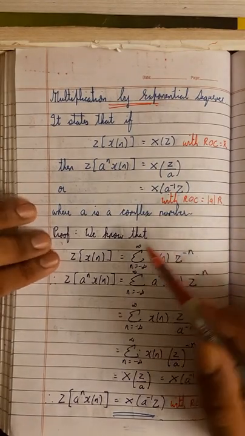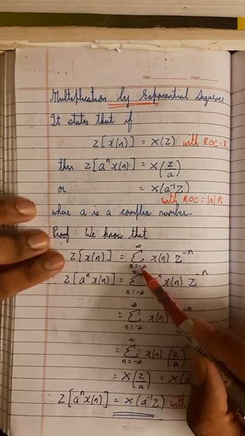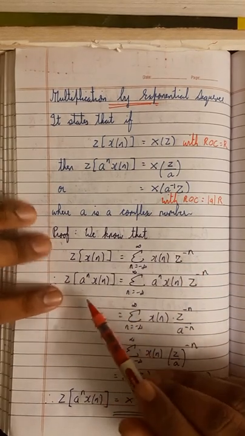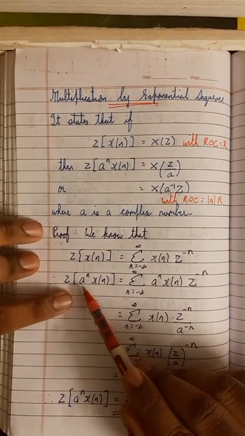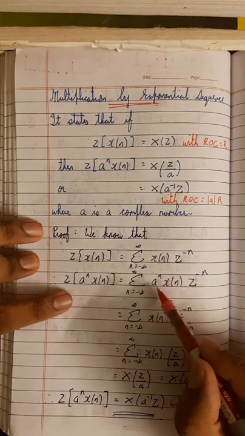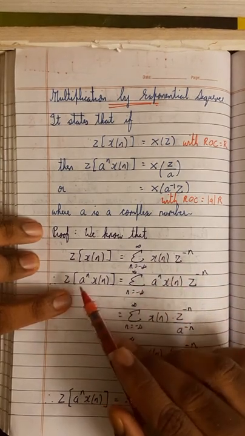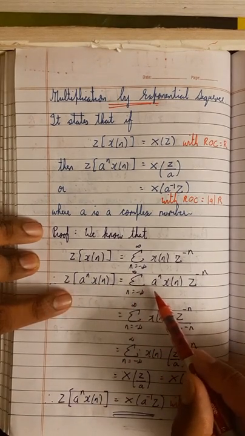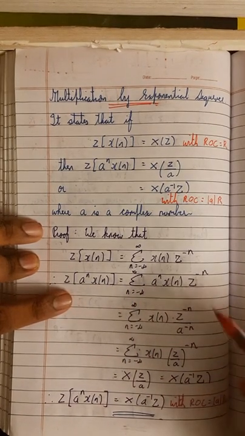We know that the z transform of x of n is equal to sigma n equals minus infinity to plus infinity x of n z raised to minus n. Therefore, for the z transform of a raised to n x of n, we replace x of n with a raised to n x of n. So it is equal to sigma n equals minus infinity to plus infinity a raised to n x of n into z raised to minus n.